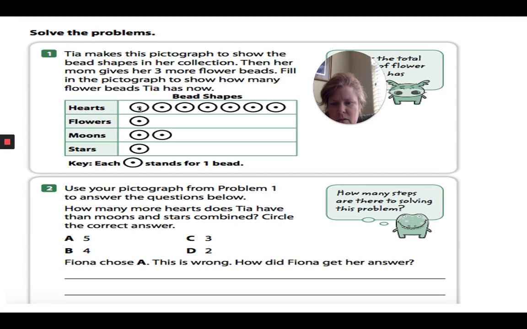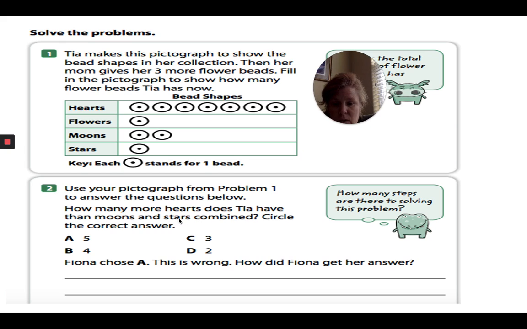Bead shapes. So here's heart beads, flower beads, moons, and stars. And each circle with the dot in it stands for 1 bead. And so down here you answer the question. Use your pictograph from problem 1 to answer the question below. How many more hearts does Tia have than moons and stars combined?